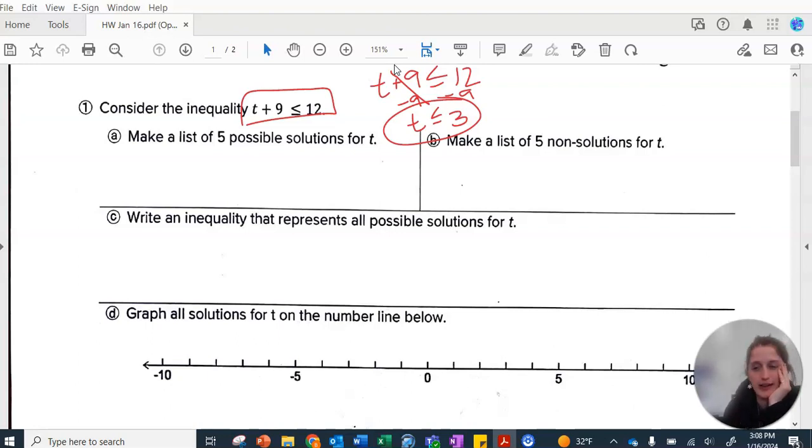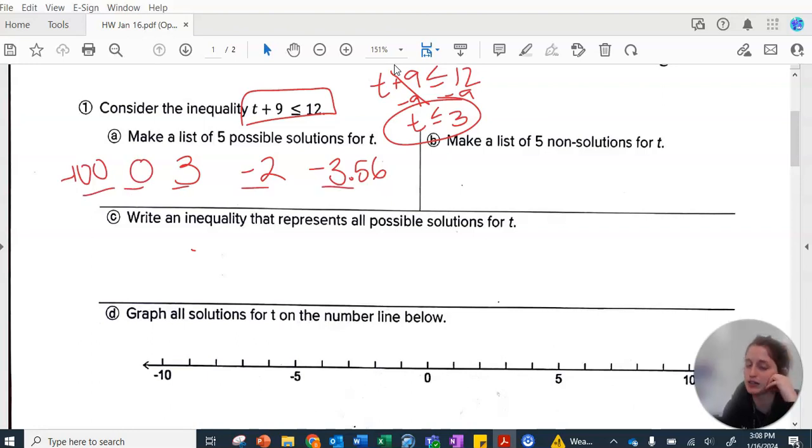So your list does not need to look like my list. In fact, you're only allowed to use one of the same numbers I am. We're all going to have 3 in our list of possibilities. But maybe I'd say negative 100. That's less than 3. Negative 2. That's less than 3. Negative 3.56 is less than 3. And 0 is less than 3. That's 1, 2, 3, 4, 5 possibilities.